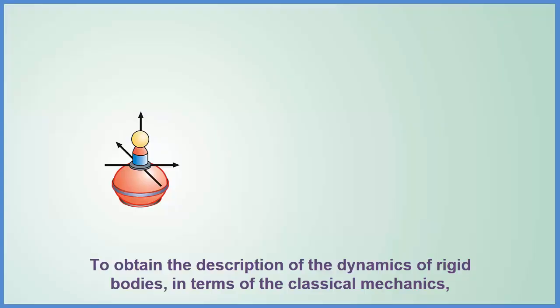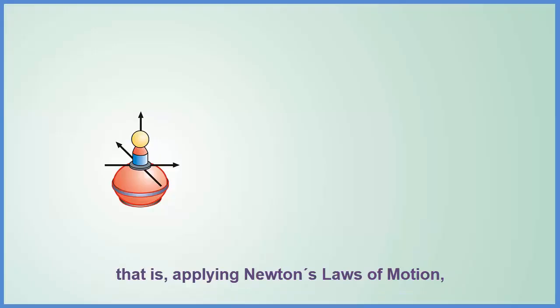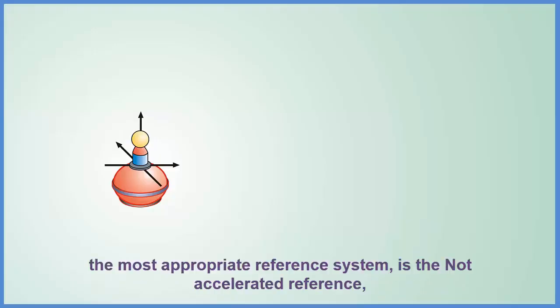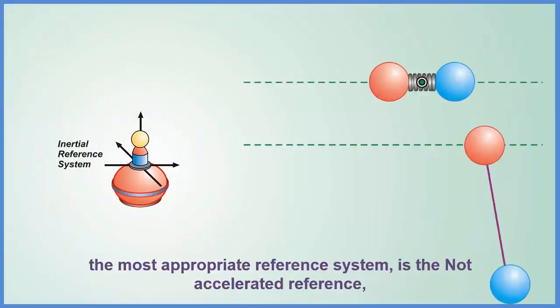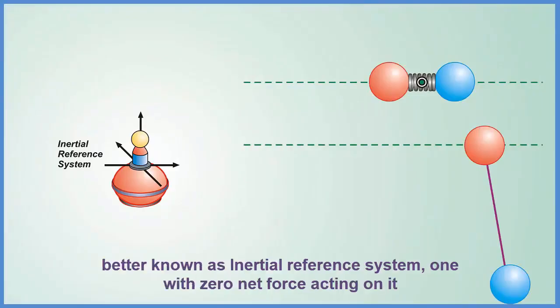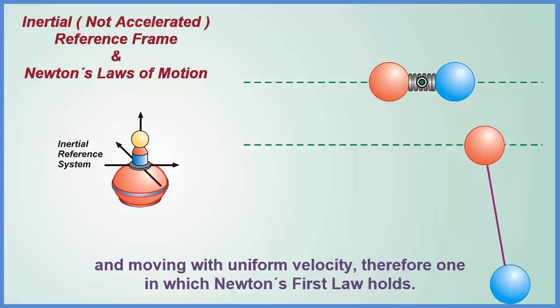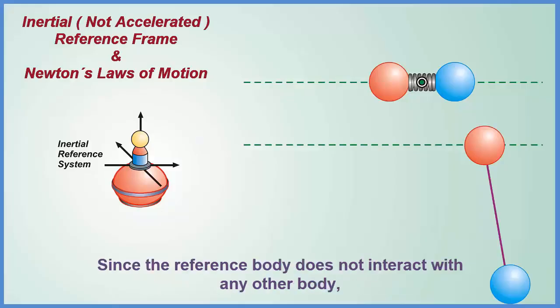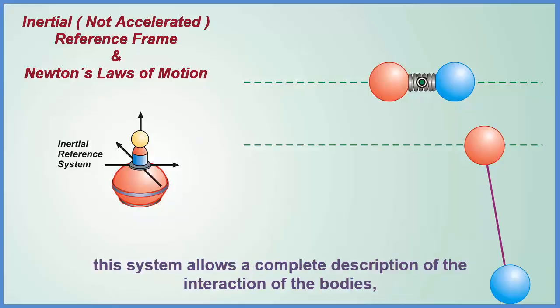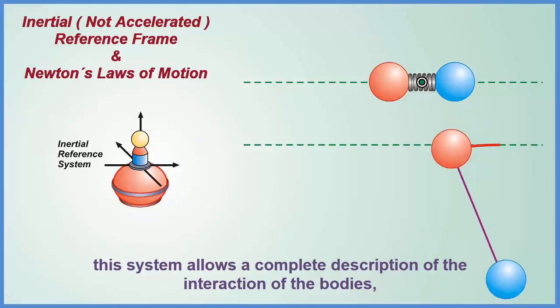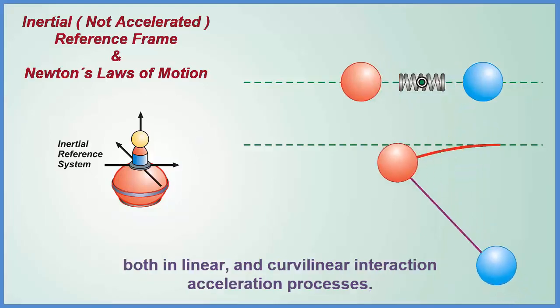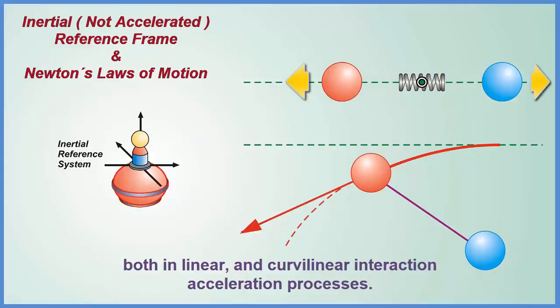This allows the easy pictorial distinction between not accelerated and accelerated reference systems. To obtain the description of the dynamics of rigid bodies in terms of the classical mechanics, that is, applying Newton's laws of motion, the most appropriate reference system is the not accelerated reference, better known as inertial reference system, one with zero net force acting on it and moving with uniform velocity, therefore one in which Newton's first law holds. Since the reference body does not interact with any other body, this system allows a complete description of the interaction of the bodies, both in linear and curvilinear interaction acceleration processes.